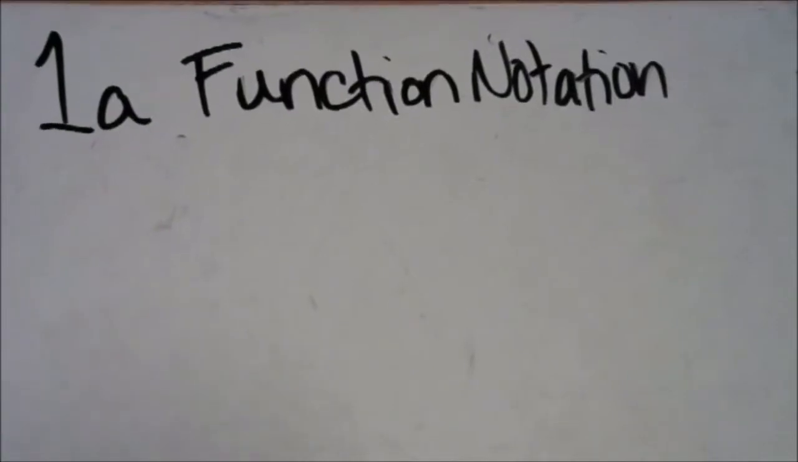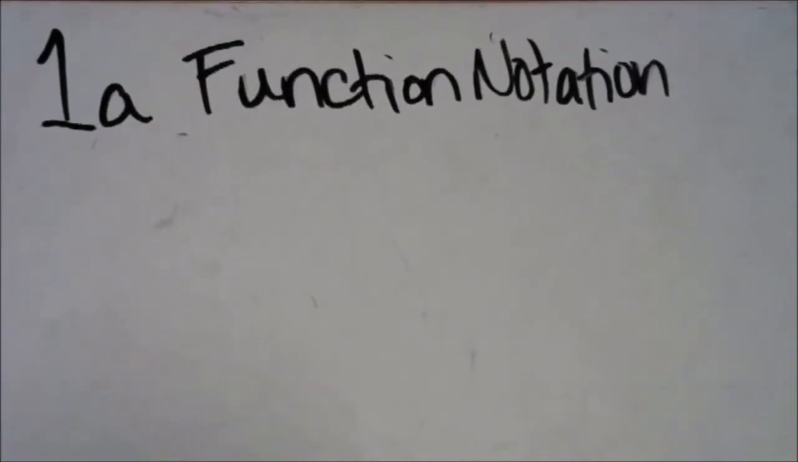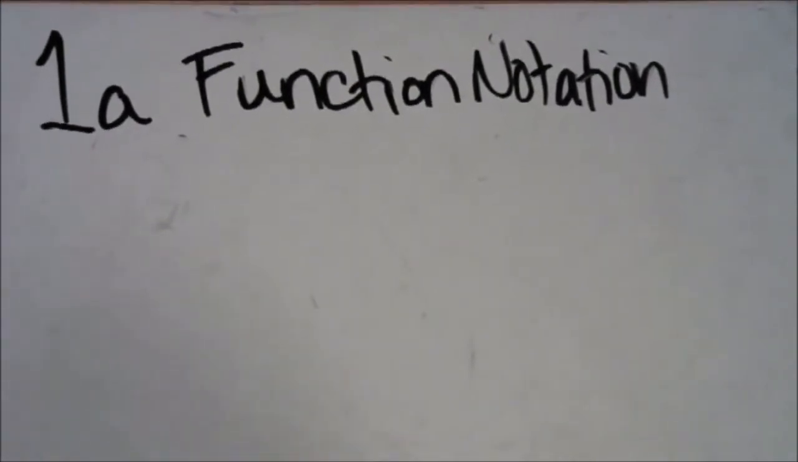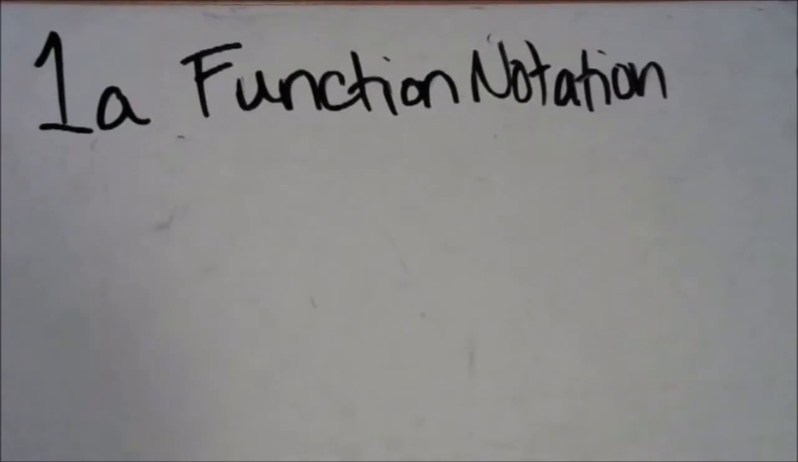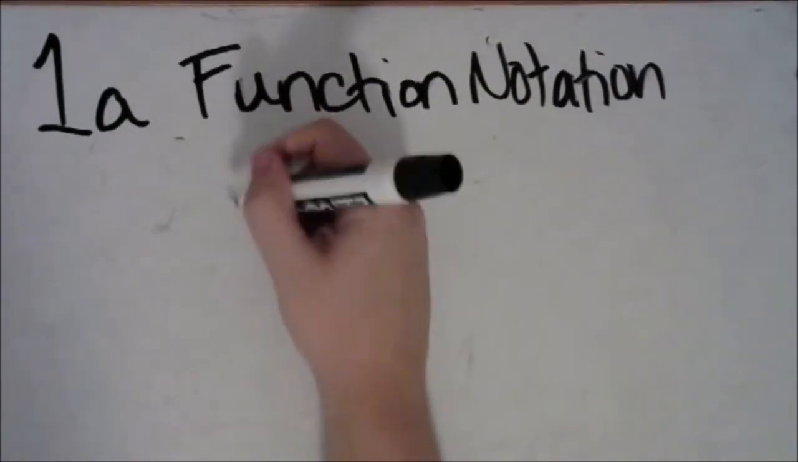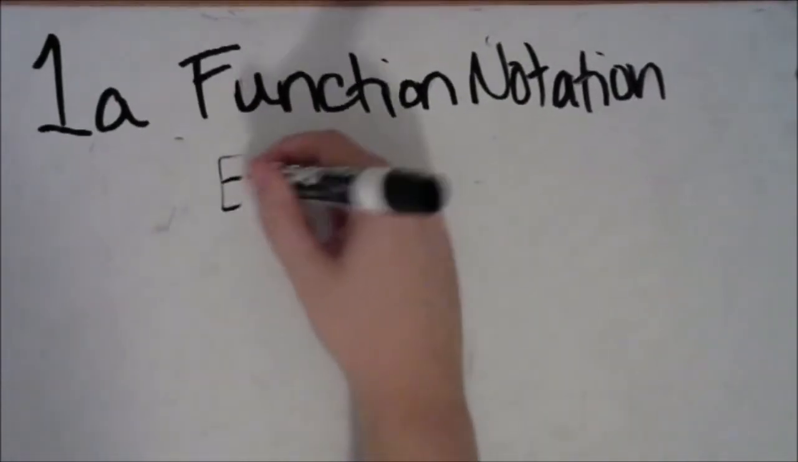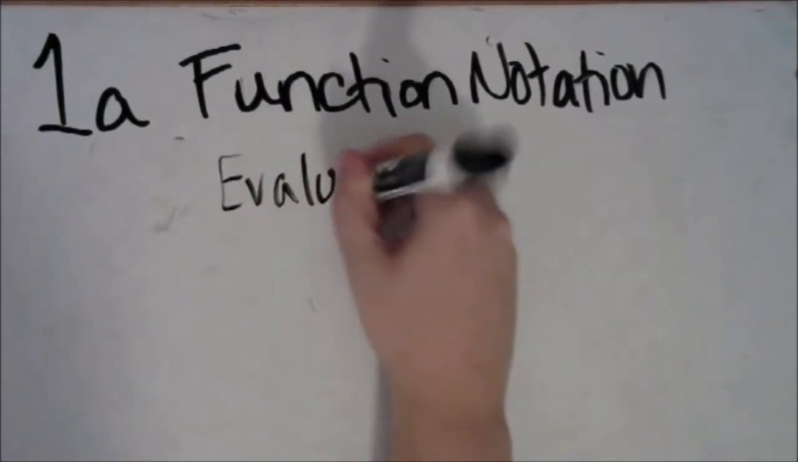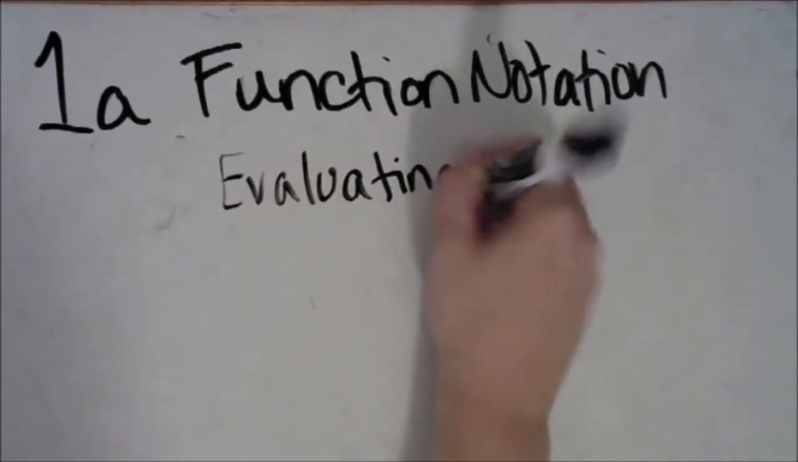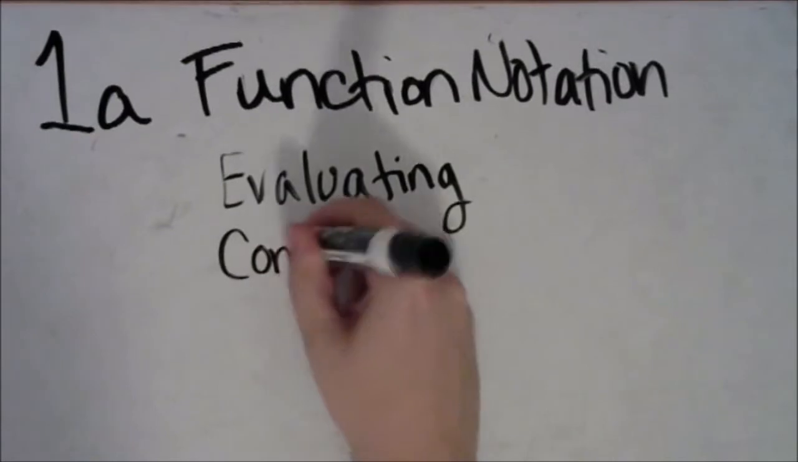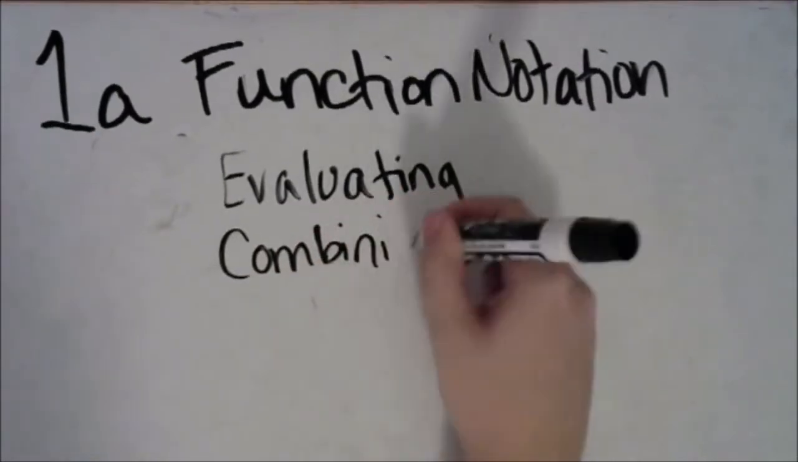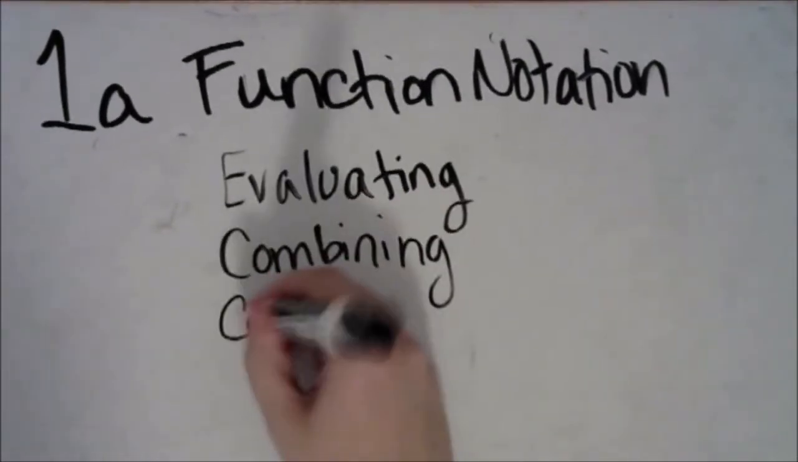These are the video notes for Objective 1A, function notation. In these notes, we are going to be covering function notation through three types of problems. The first type of problem is evaluating a function. The second type is combining functions. And the third type is composition of functions.